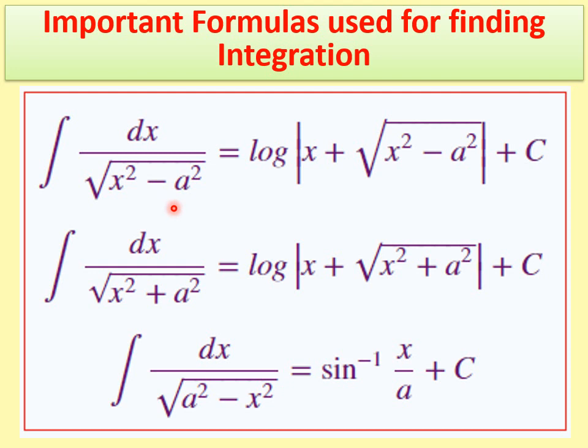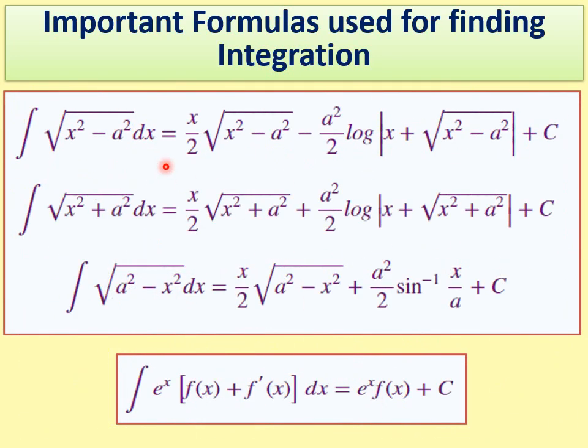Next are the three formulas in which we have a square root in the denominator. The explanation is like this: integral dx over under root x square minus a square equals log modulus x plus under root x square minus a square plus c. Next is integral dx over under root x square plus a square equals log modulus x plus under root x square plus a square plus c. Next is integral dx over under root a square minus x square equals sin inverse x over a plus c.